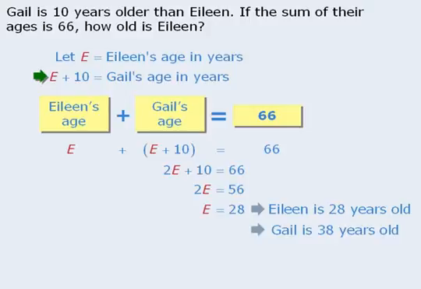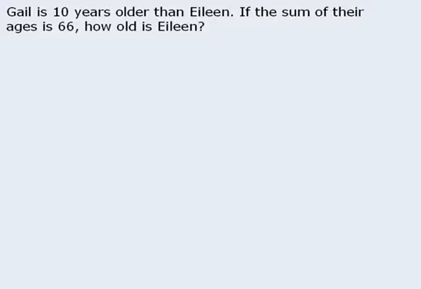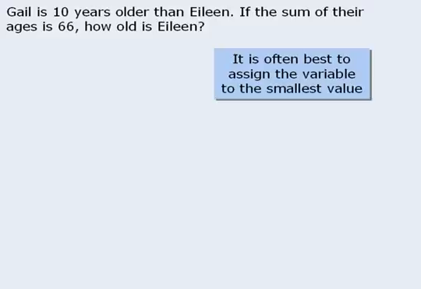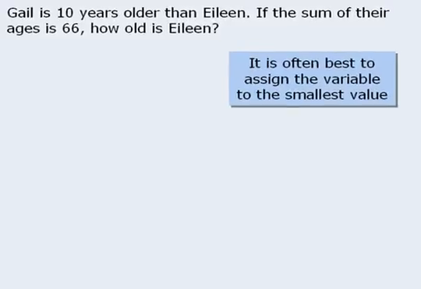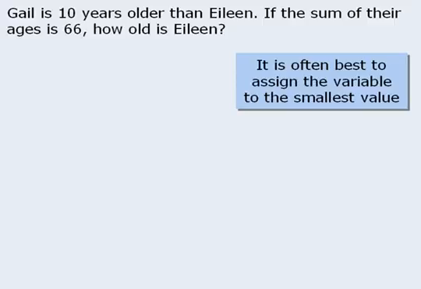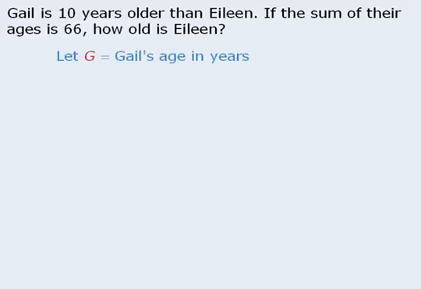Now please note that this question can also be solved using two variables, which we will examine in a future lesson. For the time being, we are going to solve equations using just one variable. Also note that earlier I said that it is often best to assign the variable to the smallest value. While this is typically true, we can still solve this question by assigning the variable to the larger value. Let's try it. Let's assign the variable g to Gail's age.